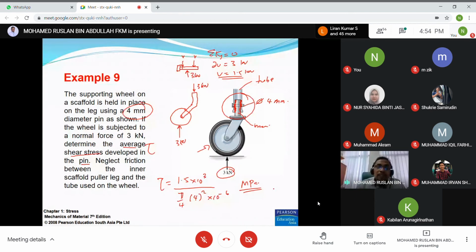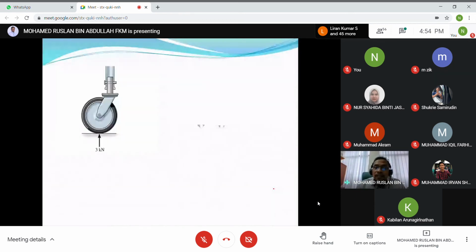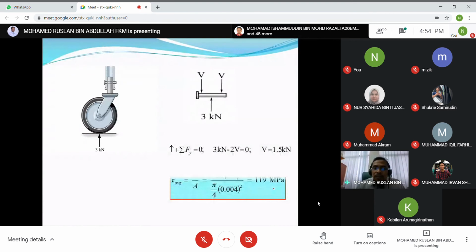Oh, we have an answer. I say the answer is the same. Yes, the answer is the same. So the average shear stress equals 119 megapascal. So that is the average shear stress for double shear.